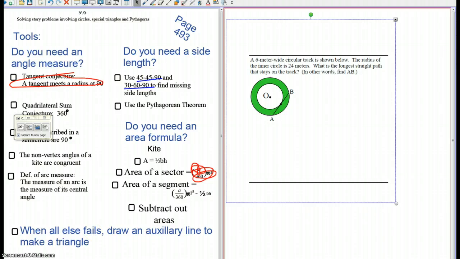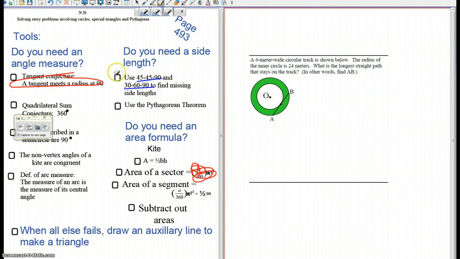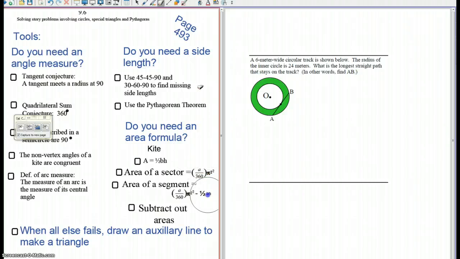Read the problem to yourself while I erase what I've written on my checklist. So I'm looking for the length. In order to find a length, it says I can use 45, 45, 90, 30, 60, 90, or the Pythagorean theorem. I don't even have a triangle. But down here it says when all else fails, draw an auxiliary line to make a triangle. So I'm going to make a triangle. I'm going to draw in OB, and I'm going to draw the radius of the smaller circle from O to A, or from O to the line AB.